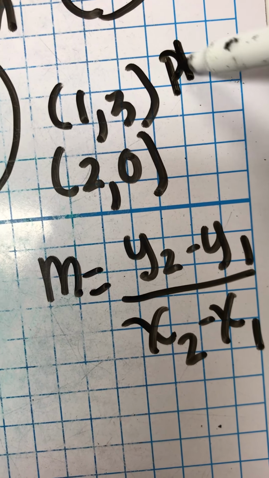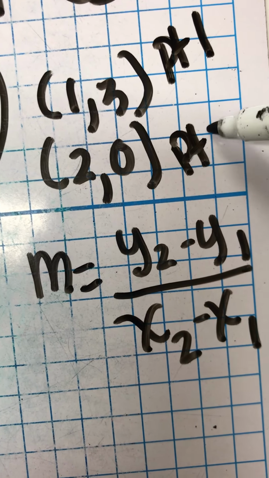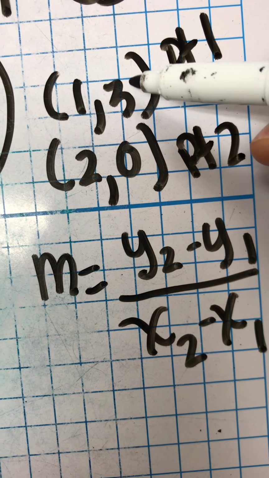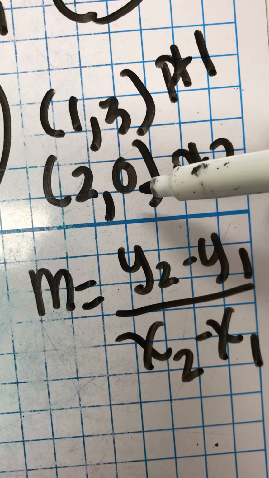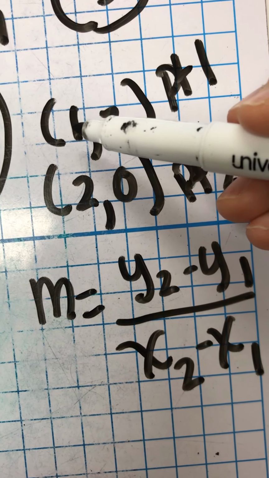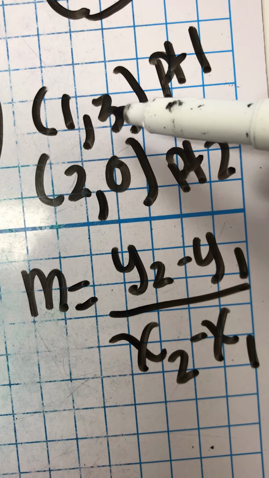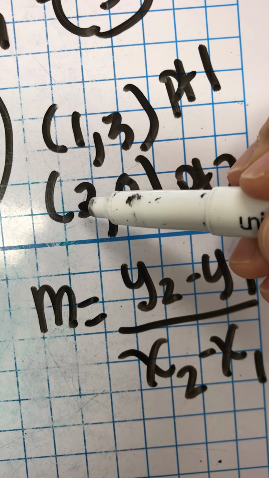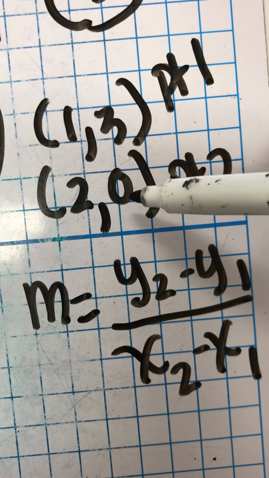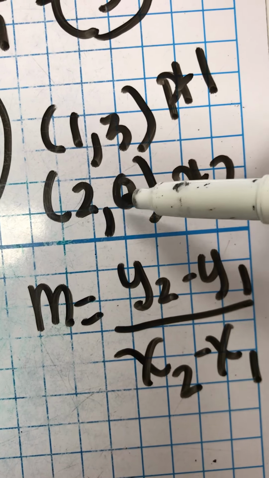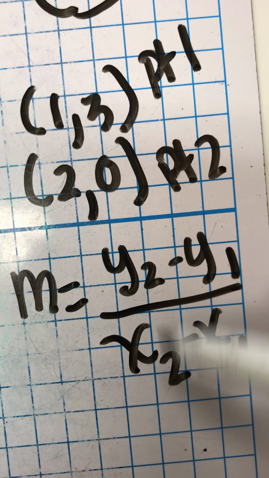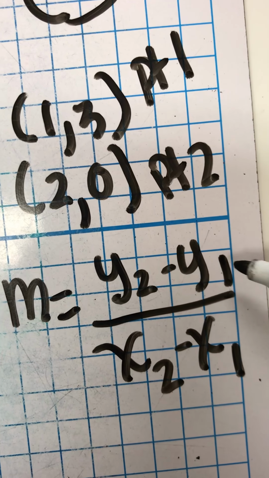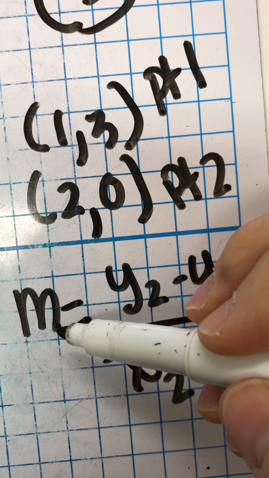Okay, so I'm going to label this. I'm going to say that this is point 1 and this is point 2. It really doesn't matter. You can switch it and call this point 2 and this point 1. Regardless, this is one point on the line, this is another one. So if this is point 1, this is x1 and y1. This is point 2, x2 and y2. Sorry about that. So these are the x and y values for point 2, and these are the x and y values for point 1. So let's use that formula.